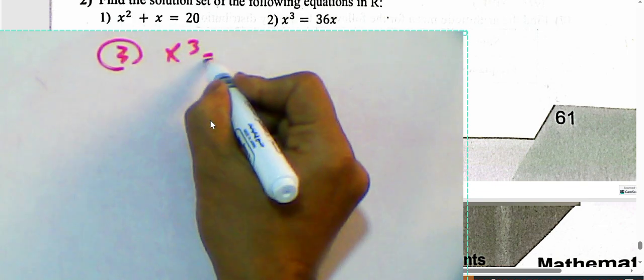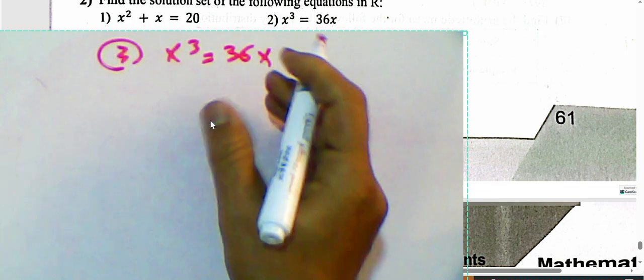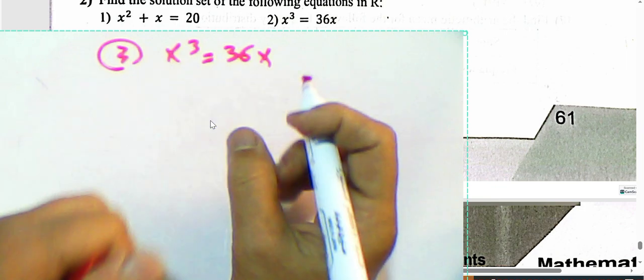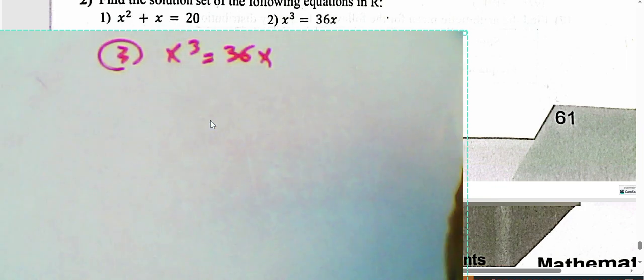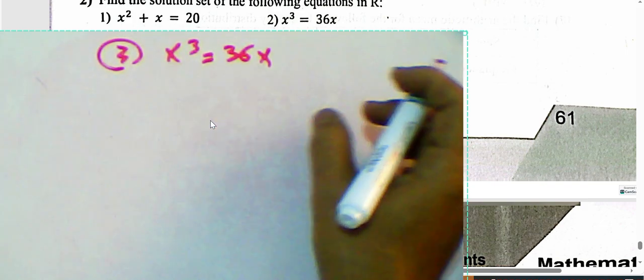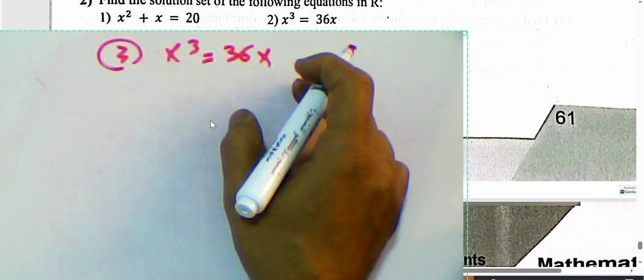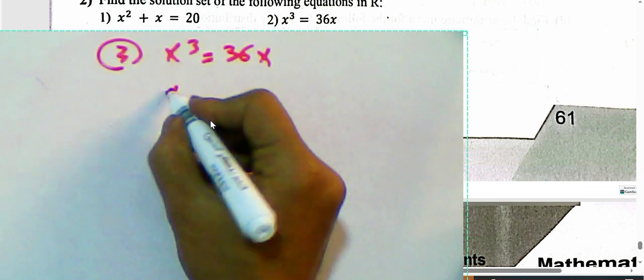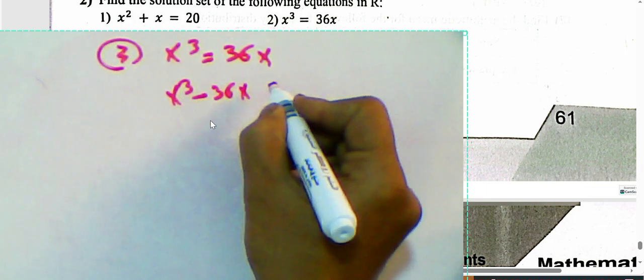Next question, number 2: x power 3 equals 36x. To solve the example, don't divide it by x. It's wrong to divide by x, because x may be equal to 0, and any number divided by 0 is undefined. So you must convert this equation to equal 0. Move 36x from the right-hand side to the left-hand side. Then x power 3 subtract 36x equals 0.